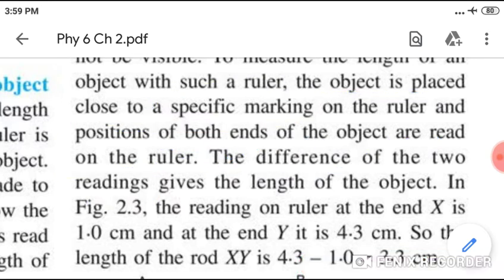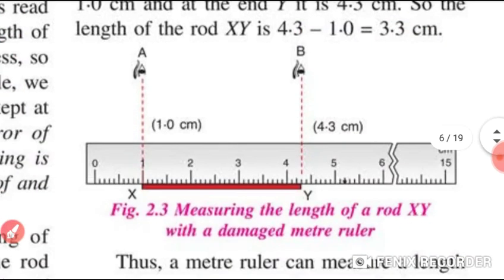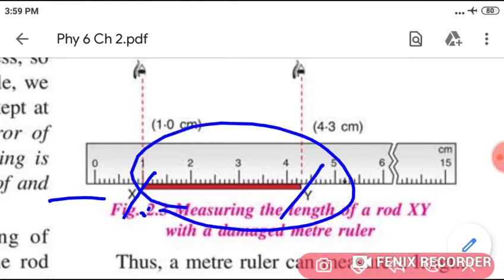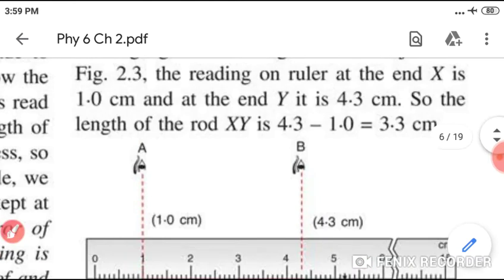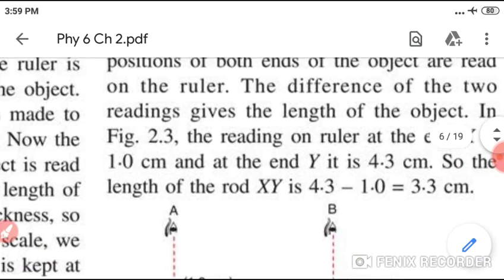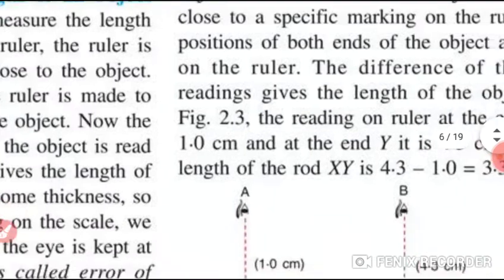In figure 2.3, have a look at this figure. The readings are taken not from the zero, but from the 1 centimeter measurement. So we will take the first point and the second point, then we will take out the difference. The difference of the two readings will give you the length of the object.